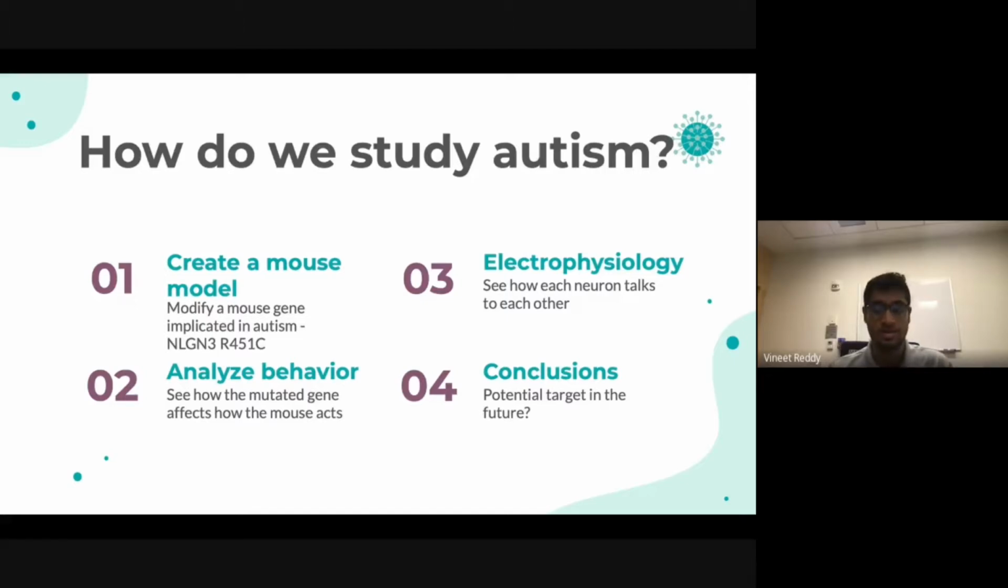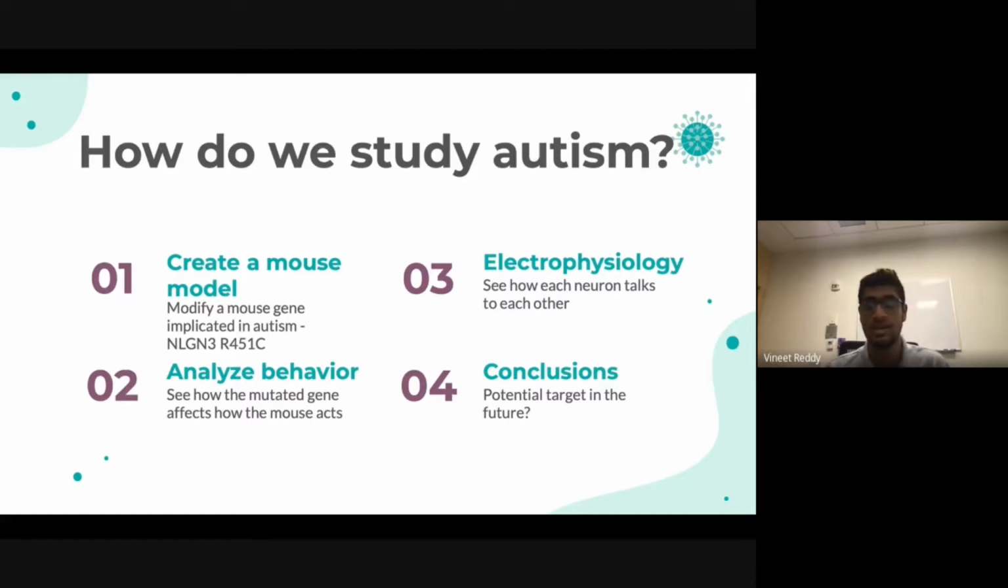And the third process in this workflow is known as electrophysiology. This is an interesting method in which we tap into the phone line of the neuron, and we eavesdrop on how each neuron talks to each other, either right next to each other or within circuits in between brain areas.